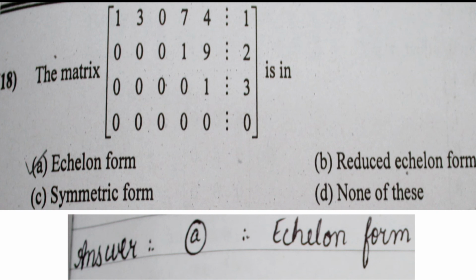In the next question, they're simply asking about the matrix, what is the form of this matrix. So it's an echelon form according to the definition, so option A is going to be the right answer.